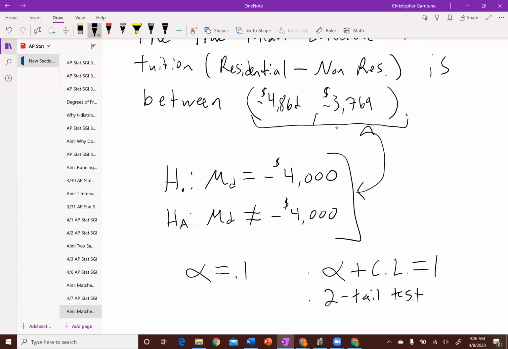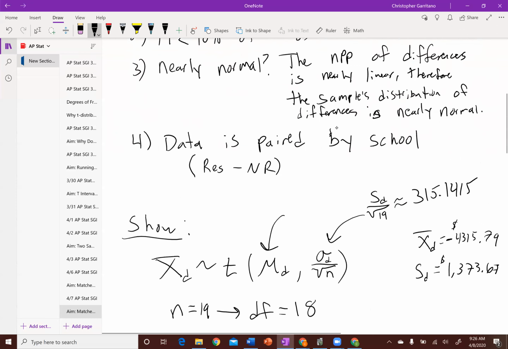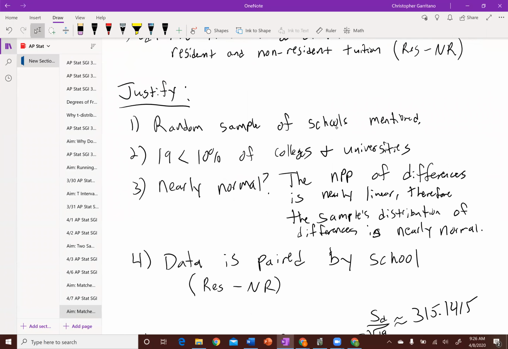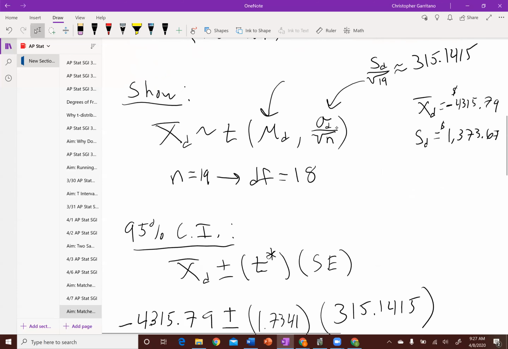And if you don't believe me, you can go ahead and run this exact hypothesis test on your calculator. We've already checked the conditions. Notice that these conditions would be the same regardless of whether we're running a hypothesis test or a confidence interval, right? The assumption that mu of D is equal to negative 4,000 does not come into play in any of these justifications. So one thing that's nice about dealing with means is that the justifications for intervals and hypothesis tests are identical.